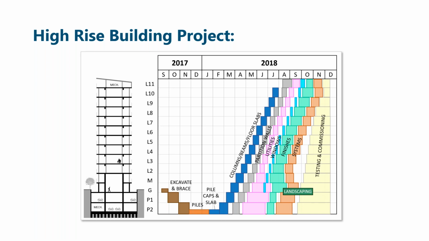Yes, if you had an activity coming from the top down, like for example, a facade, then the line would be in the opposite direction. Instead of from bottom up, it would be from top down.